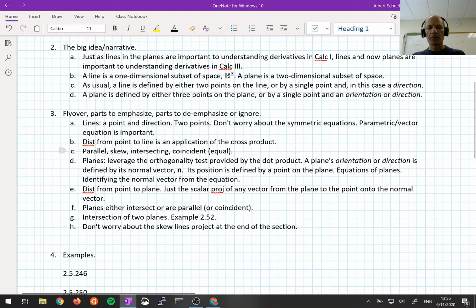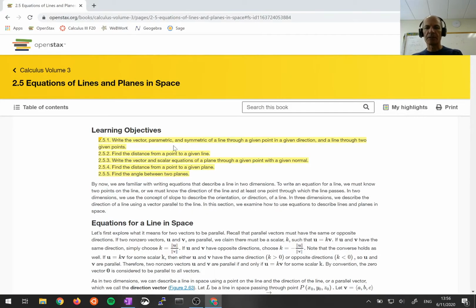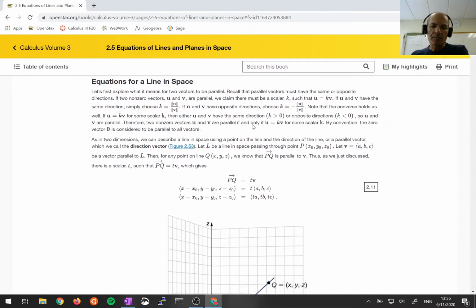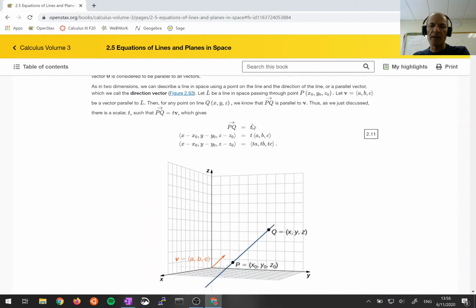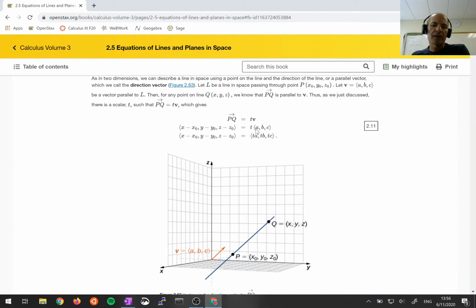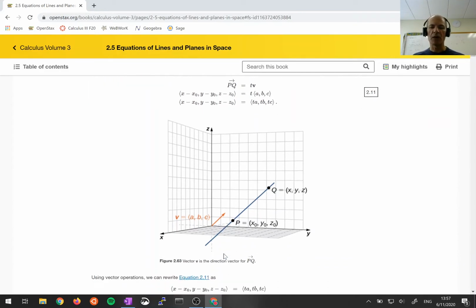So just a little bit of a flyover before we get to some of the examples. A line requires a point and a direction. In fact, let me go over to the textbook here. So equations for lines in space, we require a point and a direction. In Calc 1, we required a point and a slope, or 2 points. In Calc 3, we require a point on the line and a direction, and that direction is going to be indicated by a vector ABC. Once you have that, however, building the line is relatively straightforward.